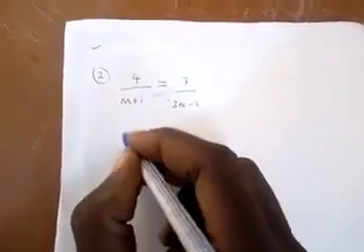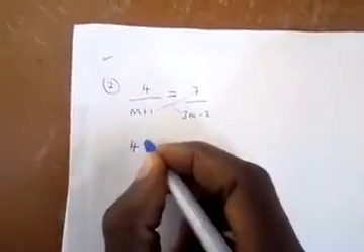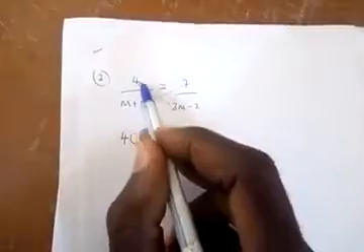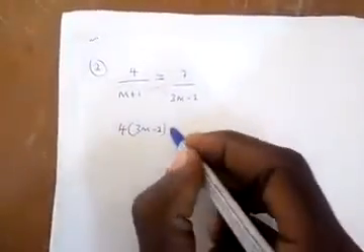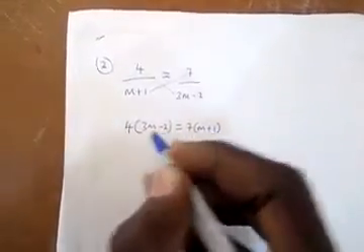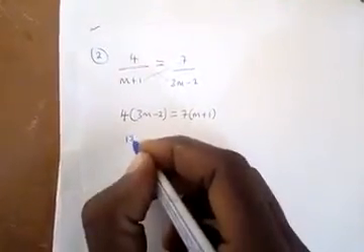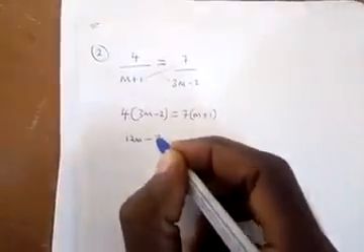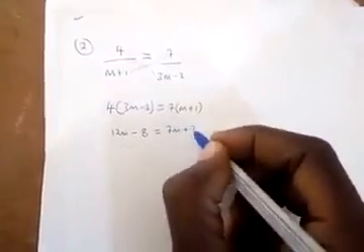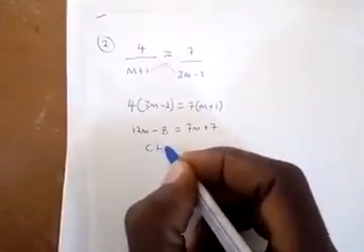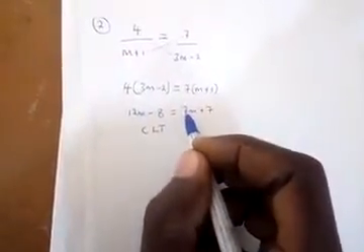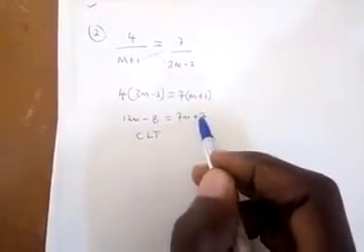If I cross multiply, I will have 4 multiplying 3m minus 2, is equal to 7 multiplying m plus 1. So 4 times 3m, which is 12m, minus 4 times 2 gives me 8, is equal to 7 times m, that's 7m, plus 7 times 1, which is 7. Then you will now collect like terms. That means 7m and 12m will be on one side, 8 and 7 on the other side.